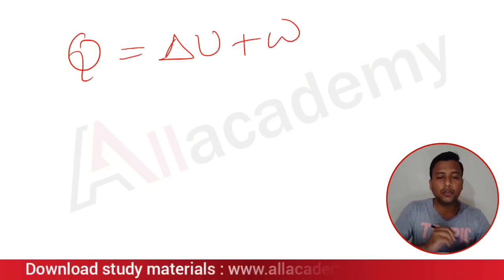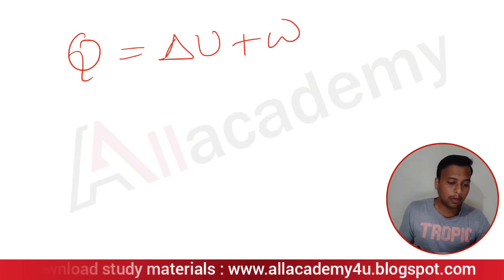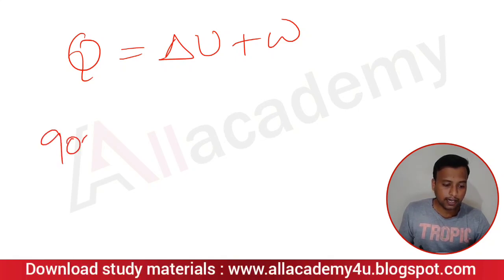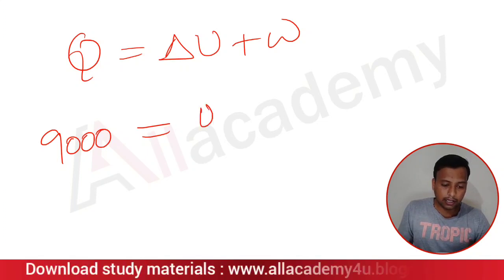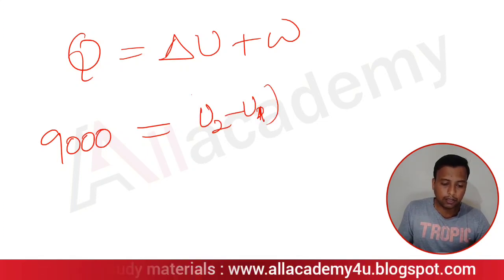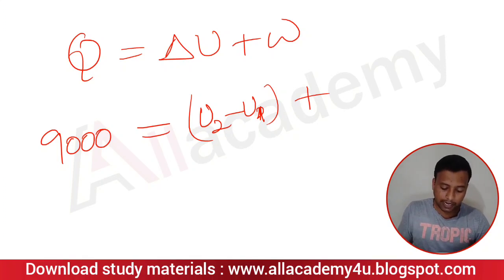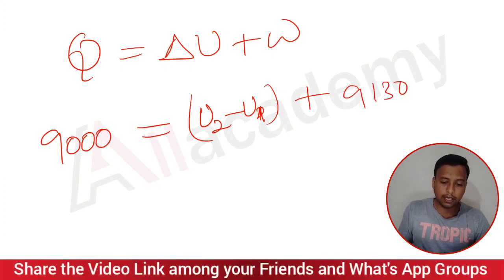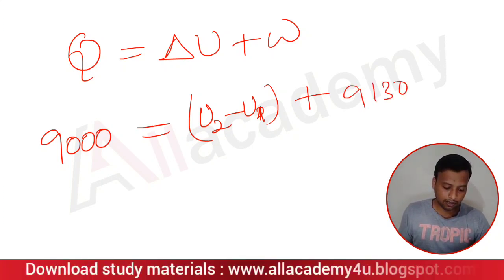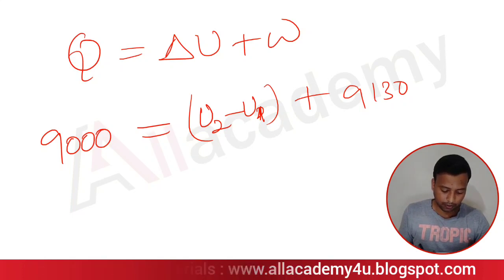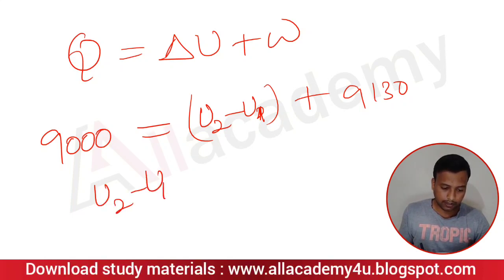Now to identify the change in the internal energy, from the first law of thermodynamics we know that Q is equal to delta U plus the amount of work done. Already in the problem statement Q is given, that is 9000 kilojoules of heat is added, plus the change in internal energy, which is nothing but U2 minus U1, plus the work done we have identified, that is 9130 kilojoules. If I shift these terms, I will get U2 minus U1, which can be considered as delta U.